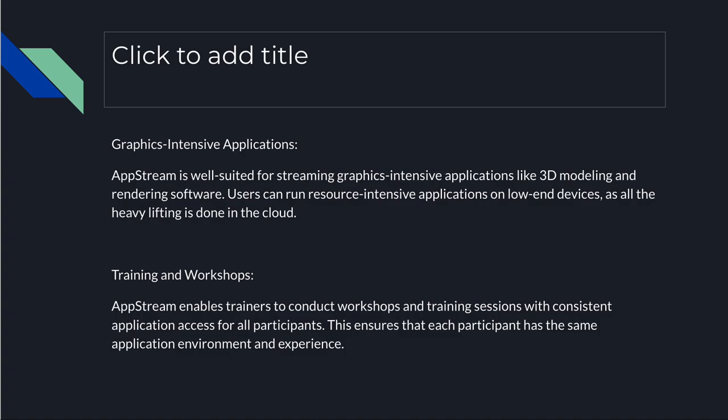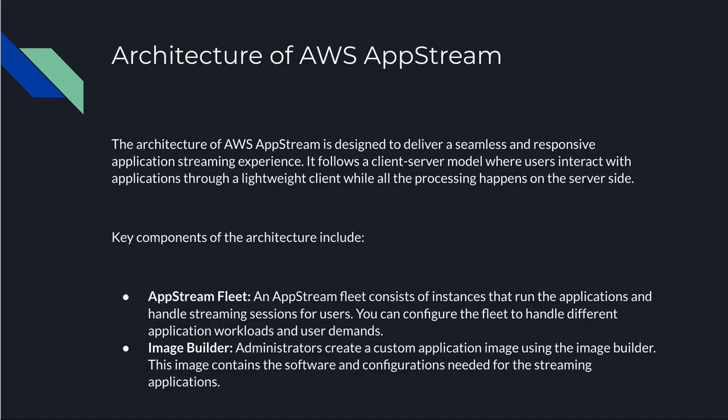Okay. Next is training and workshops. So AppStream enables trainers to conduct workshops and training sessions with a consistent application across all the participants. This ensures that all the participants have the same level of application environment and experience. This is particularly useful for these workshops because they can create pre-built infrastructure for performing these workshops, and then the users who are accessing it can have the same level of infrastructure available to them through AppStream, and they can directly practice using that AppStream. So these are some of the use cases for AWS AppStream.